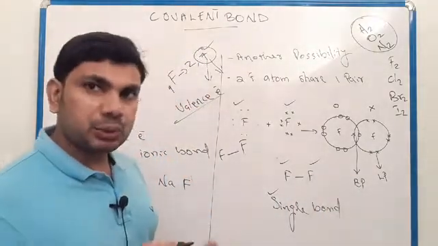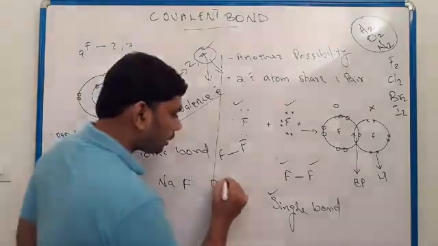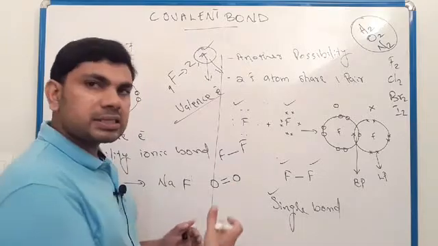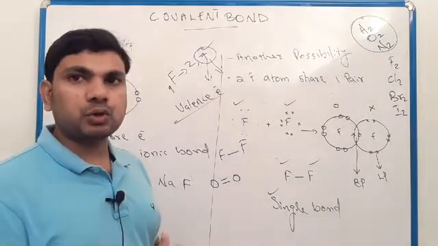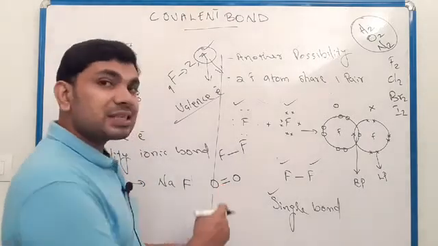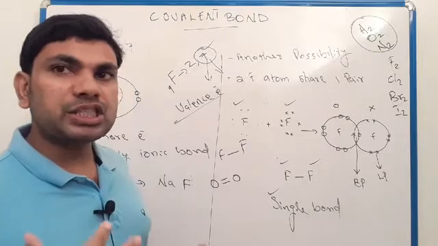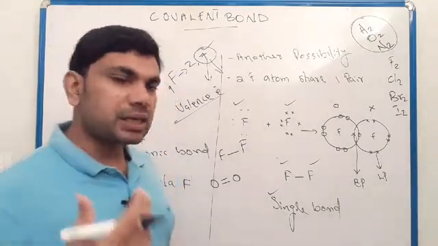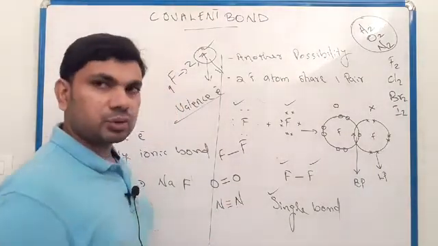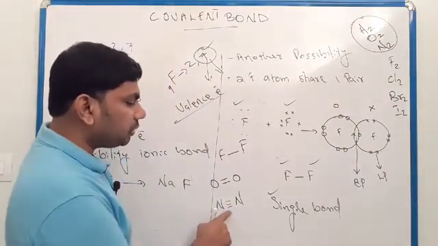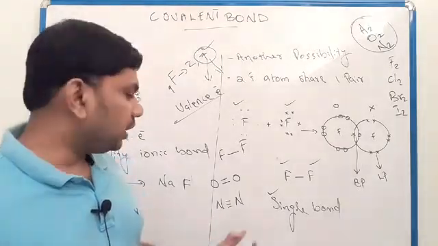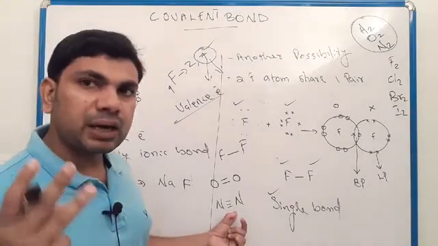In some cases you can see two atoms share two pairs of electrons. I will give you more examples here. If there are two pairs, we represent it with two lines. It is a double bond. Two pairs of electrons sharing means double bond. Sometimes you can see two atoms share three pairs of electrons. Three pairs of electrons sharing we represent like this, and it is a triple bond.